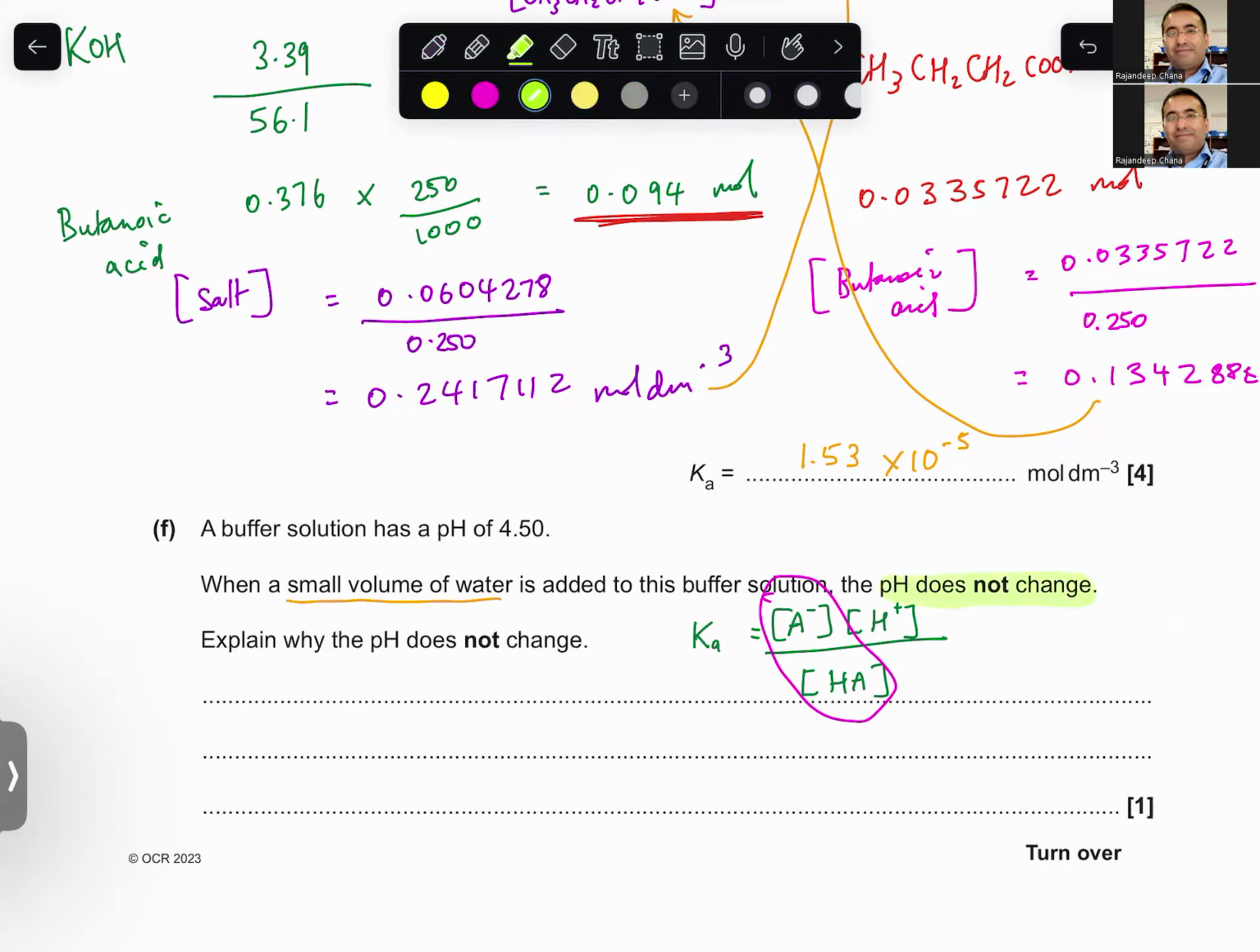And how do we put that into words? Yeah, all they want you to say is ratio or proportion is the same. Different ways to word this. Something along the lines of change in the weak acid concentration and the conjugate base is proportional.